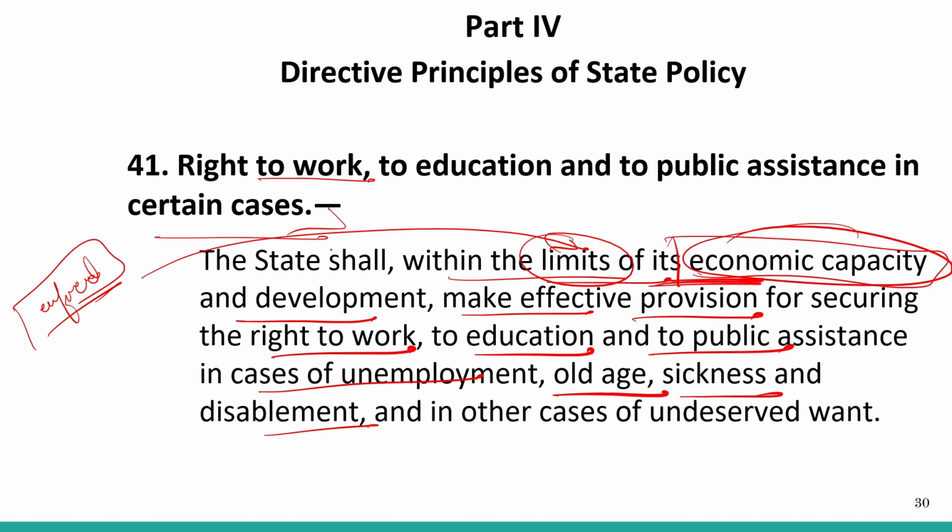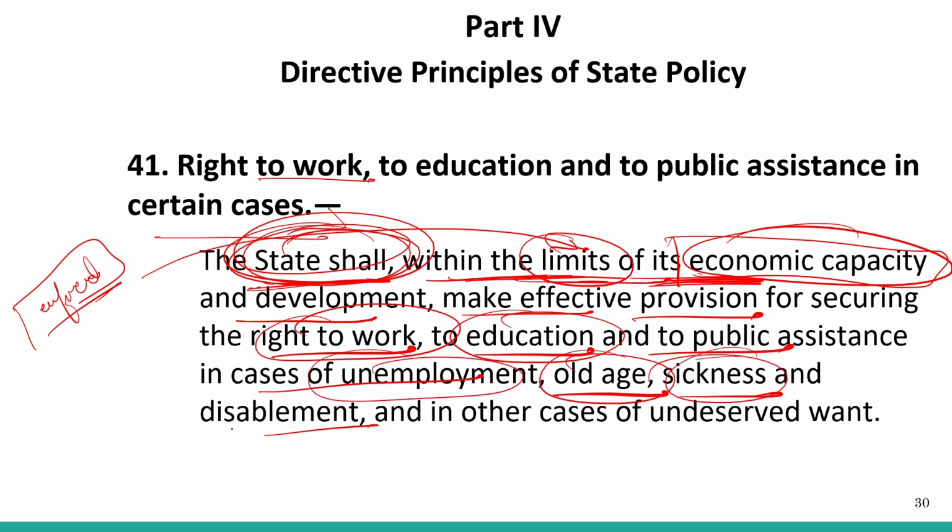Okay, it is mentioned "shall." It means that it is a duty of the state that the state shall, within the limits of its economic capacity. So whatsoever limit they have, for infrastructure development and everything, let's assume 1 crore, and they're not spending over it, then they are defying Article 41, which talks about the right to work, to education, and to public assistance in certain cases. It is the duty of the state that within its economic capacity, it should make effective provision for securing the right to work, to education, and public assistance in case of unemployment, old age, sickness, and disablement, and in other cases of undeserved want.